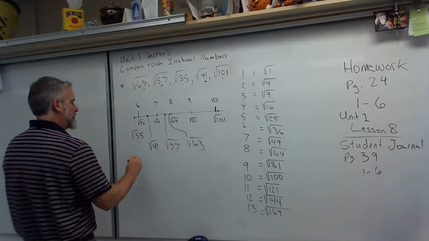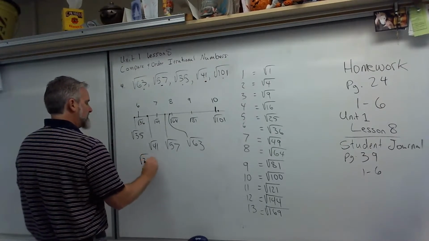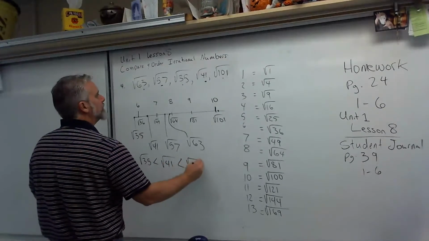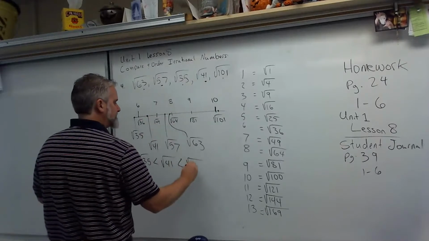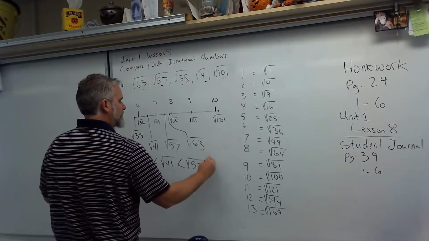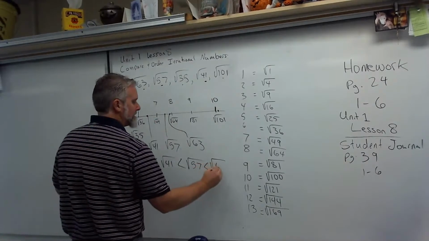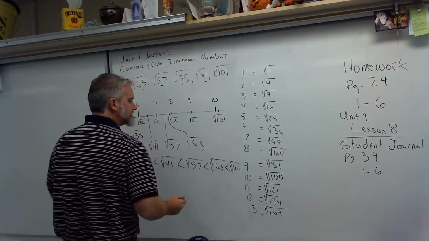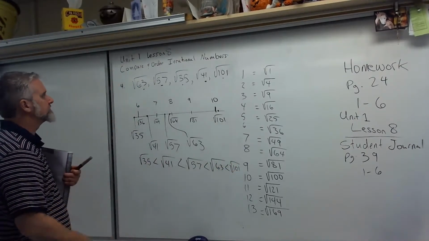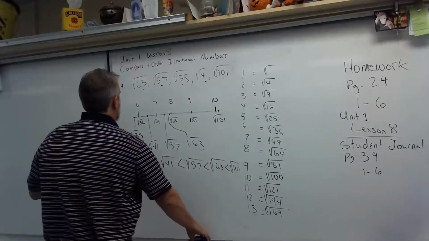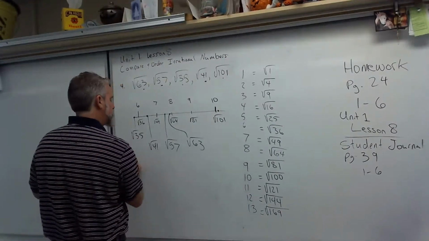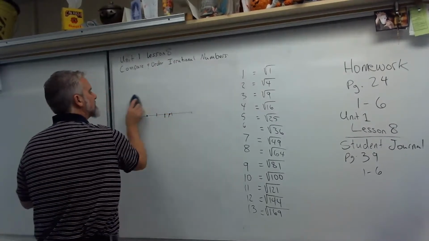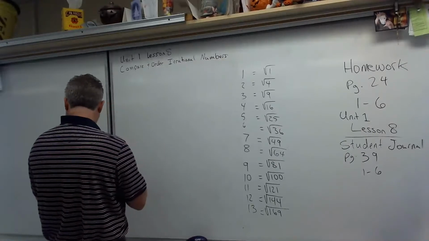So now to write them in order, square root of 35 is less than square root of 41, which is less than the square root of 57, less than square root of 63, which is less than the square root of our highest one, 101, which is right past the 10. All right, that's problem number 4. Next up, problem number 5.